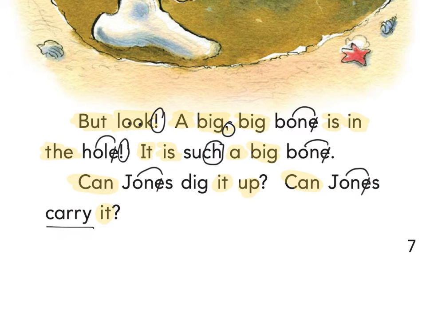This one I'm going to underline. It's a little tricky. It looks like Kari, but it's carry. Remember, when there are two vowel sounds at the end of the word, the Y will say E at the end of the word if it has two syllables or more. Carry. Looks kind of like Kari, but that's one of those sight words. You're just going to have to learn it by heart. Carry. There you go. So now I have the words bone, hole, such, bone, Jones, dig, Jones, and not Kari, but what? Carry.